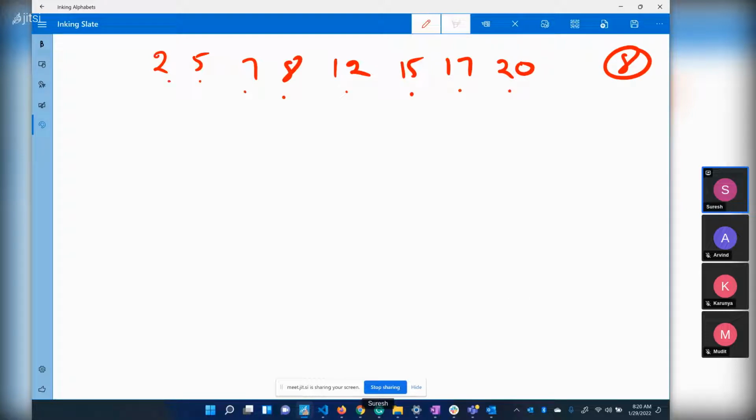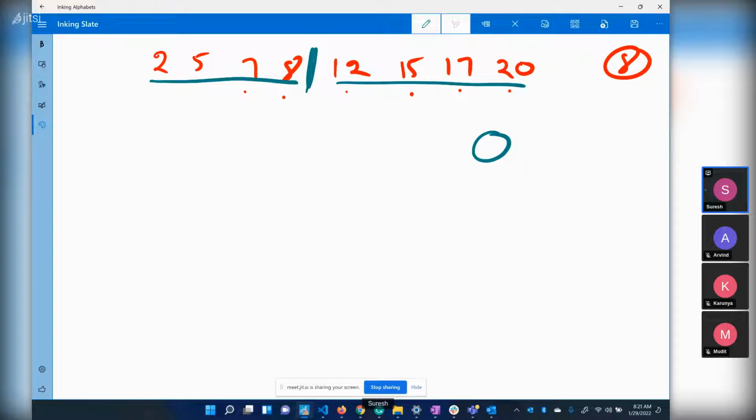So now with 8 elements, we need to calculate the mid element. So what is the mid element? If you take 4 elements on the left side and 4 elements on the right side, there is no mid here. Then what are you going to put as the root? 12. Yes, either you can put 12 or you can put 8, doesn't matter.